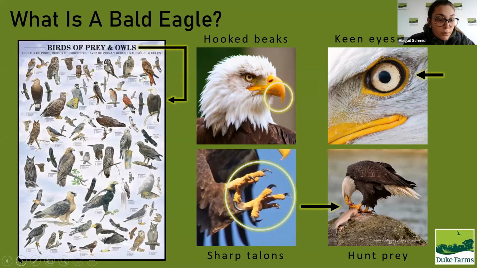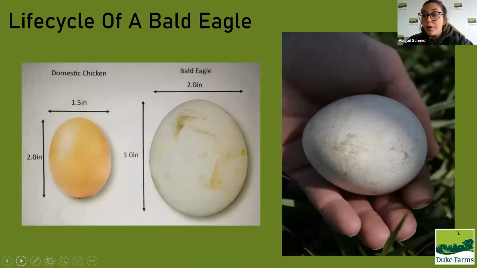So you can see here, there's a lot on this poster. Owls, falcons, all types of different kinds of birds are categorized as birds of prey. So now we're going to start talking about the life cycle of a bald eagle.